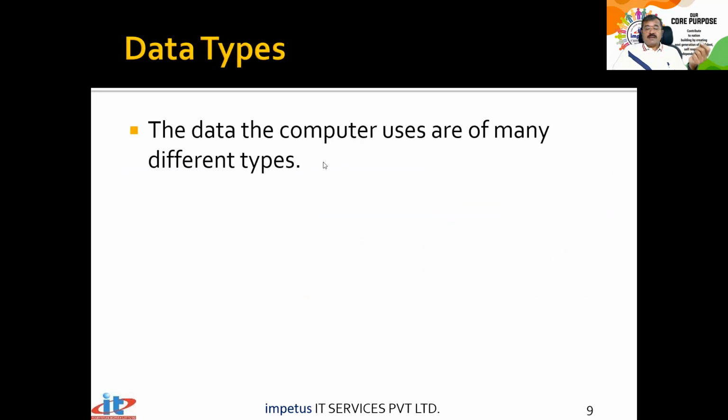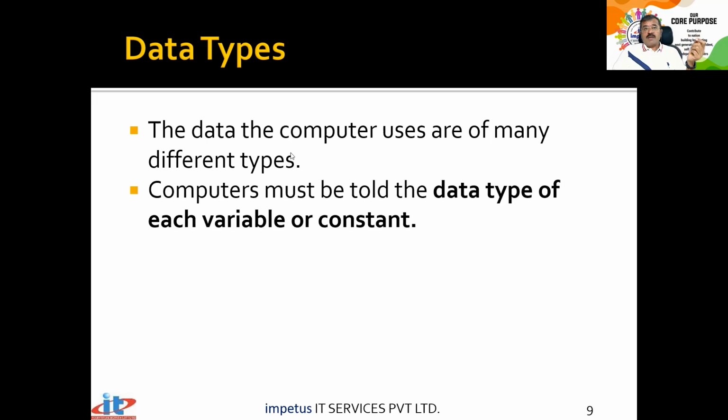But then there are different types of data that we're going to come across. Data the computer uses are of many different types, and computers must be told the data type of each variable and constant. So we also need to understand the terms variable and constant. A constant is the number 7. Anil, these are all constants, these are values. Even these values have some type. Anil is a string. Grade A is a character. Percentage: Anil has secured 79.2%, that's a real number. His roll number is 5, that's an integer.